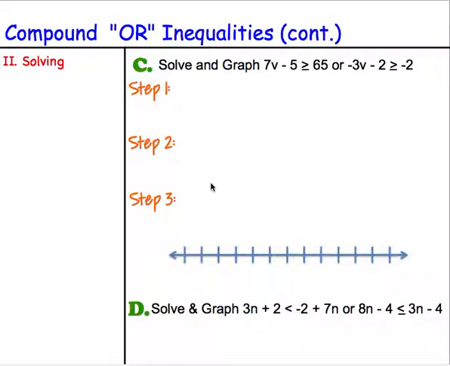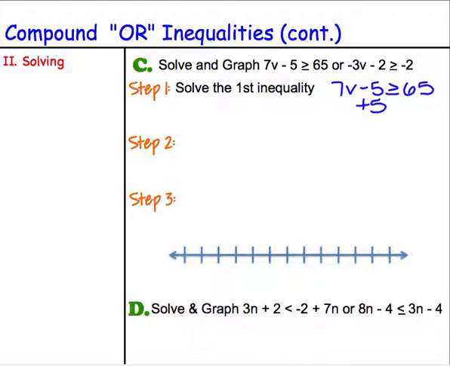Now that we've had a chance to practice graphing inequalities, let's go ahead and practice solving them and then graphing them. So our first thing is going to be to solve that first inequality. So we have here 7b minus 5 is greater than or equal to 65. So I'm going to go ahead and add 5 to both sides to get 7b is greater than or equal to 70, divide by 7 to get v is greater than or equal to 10.